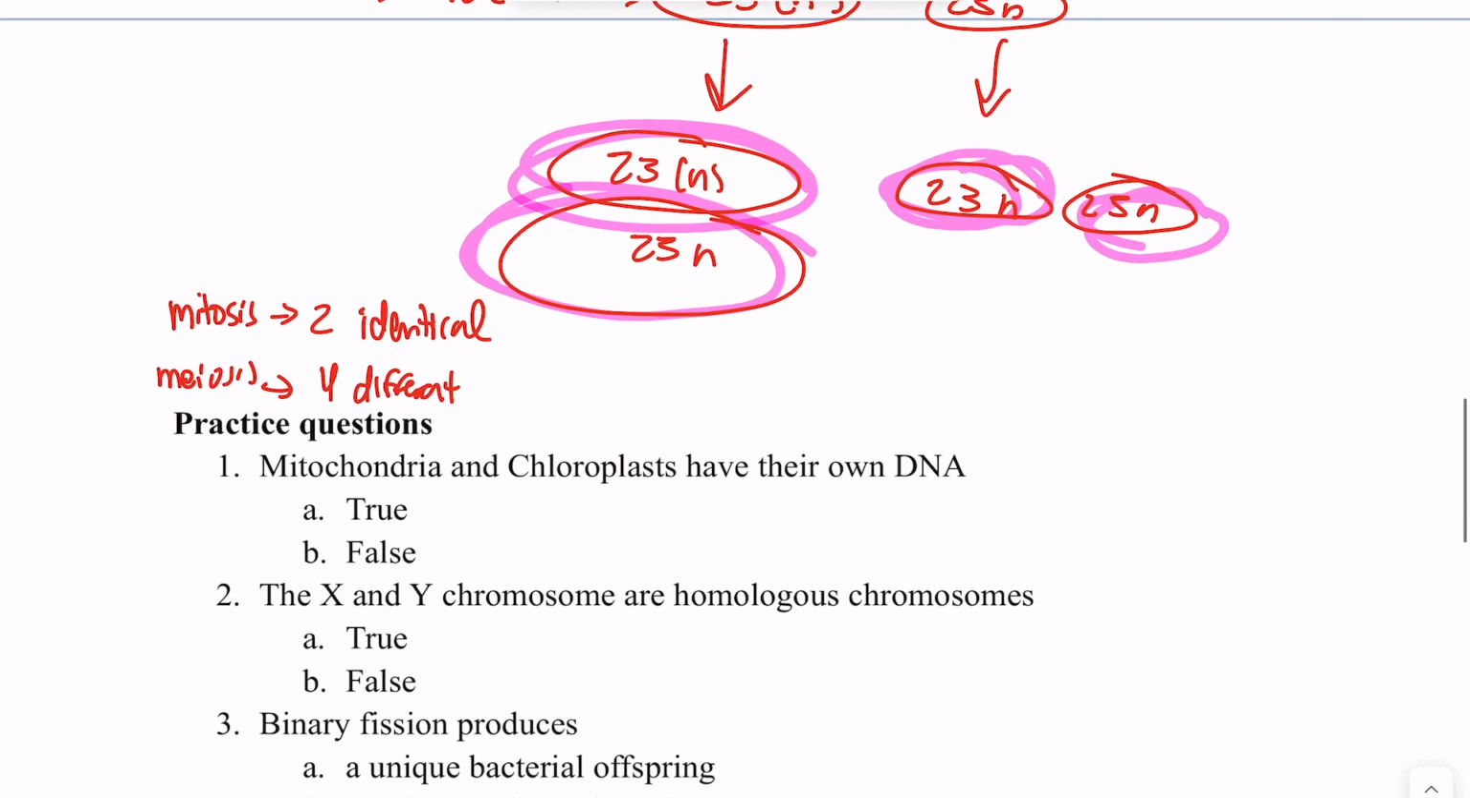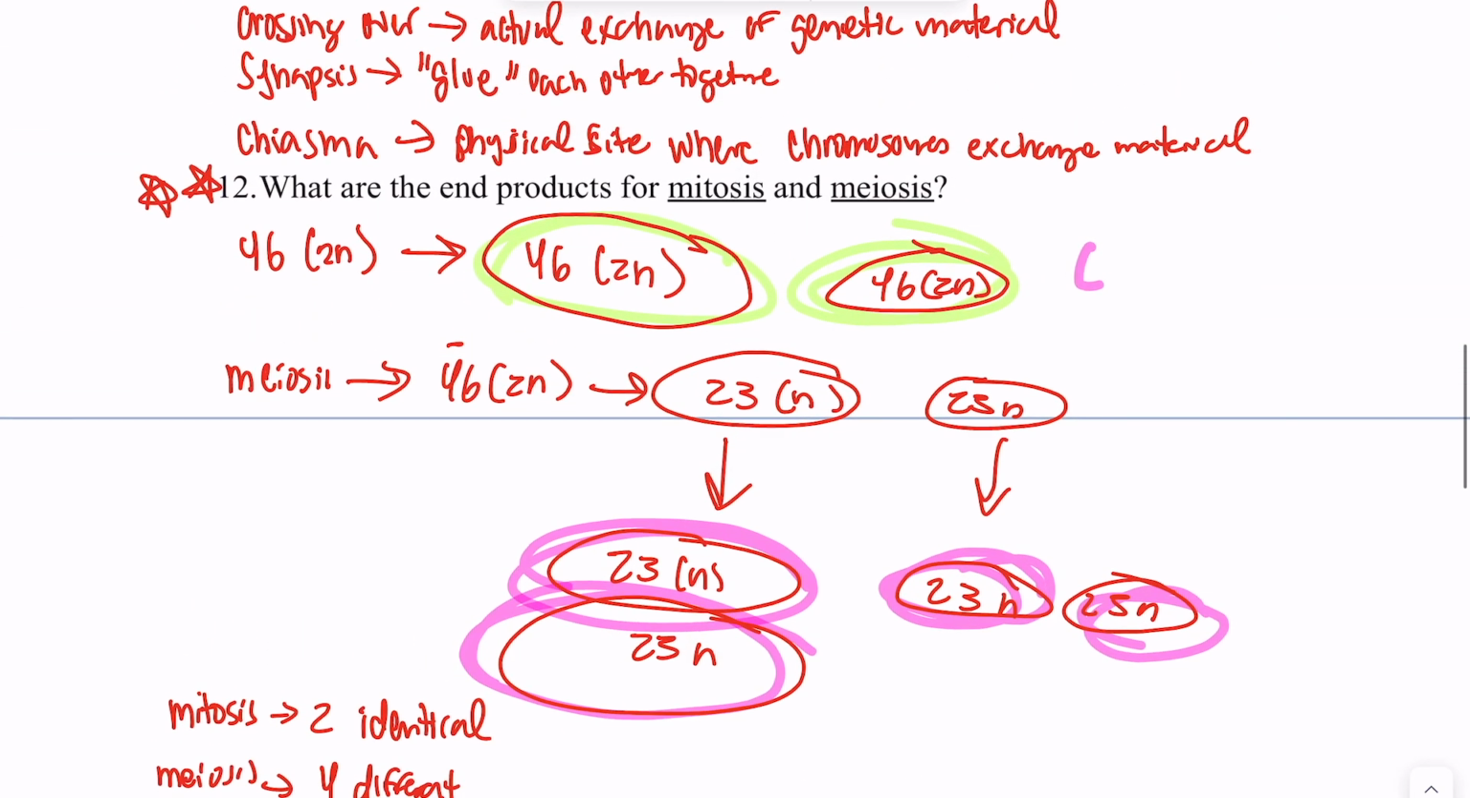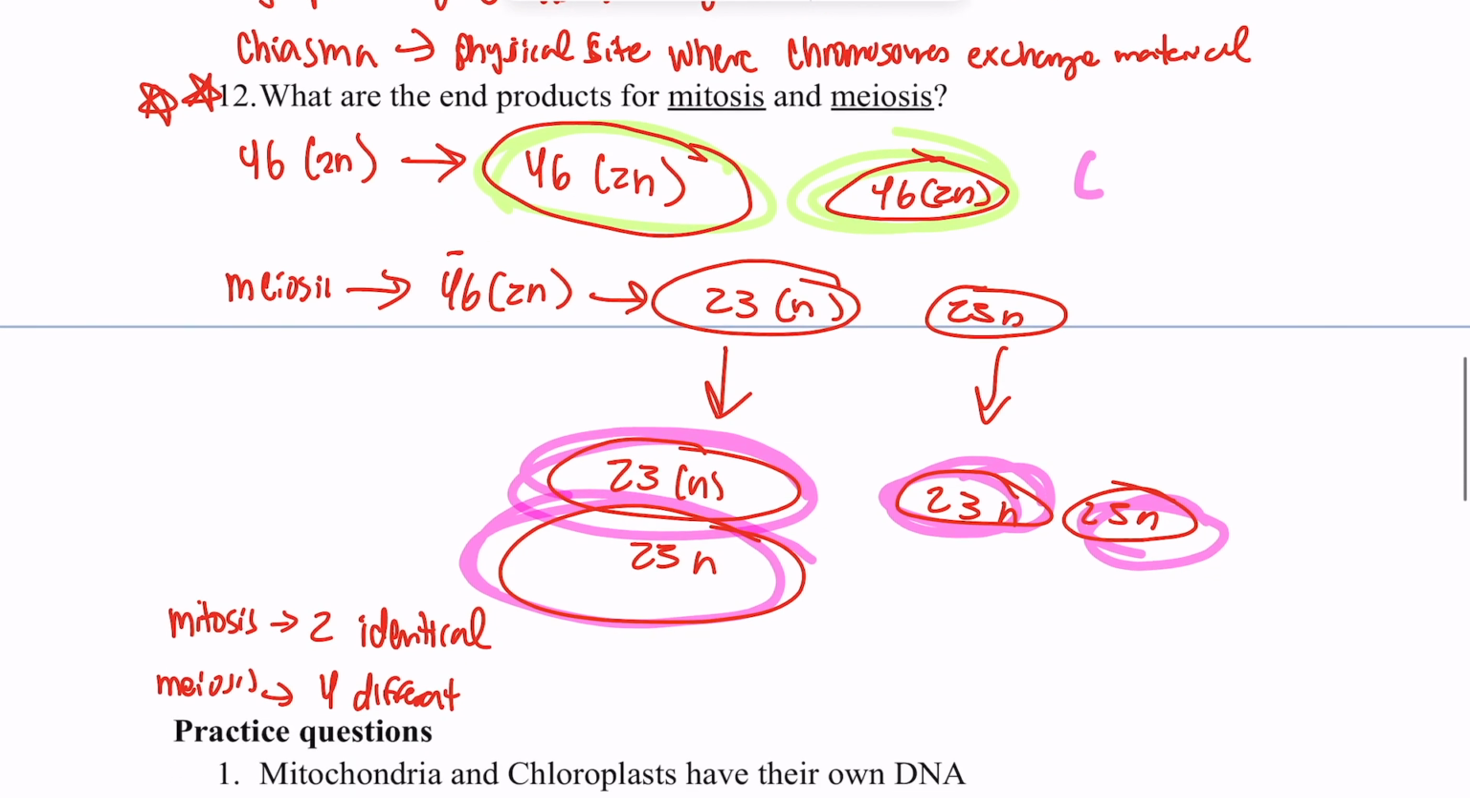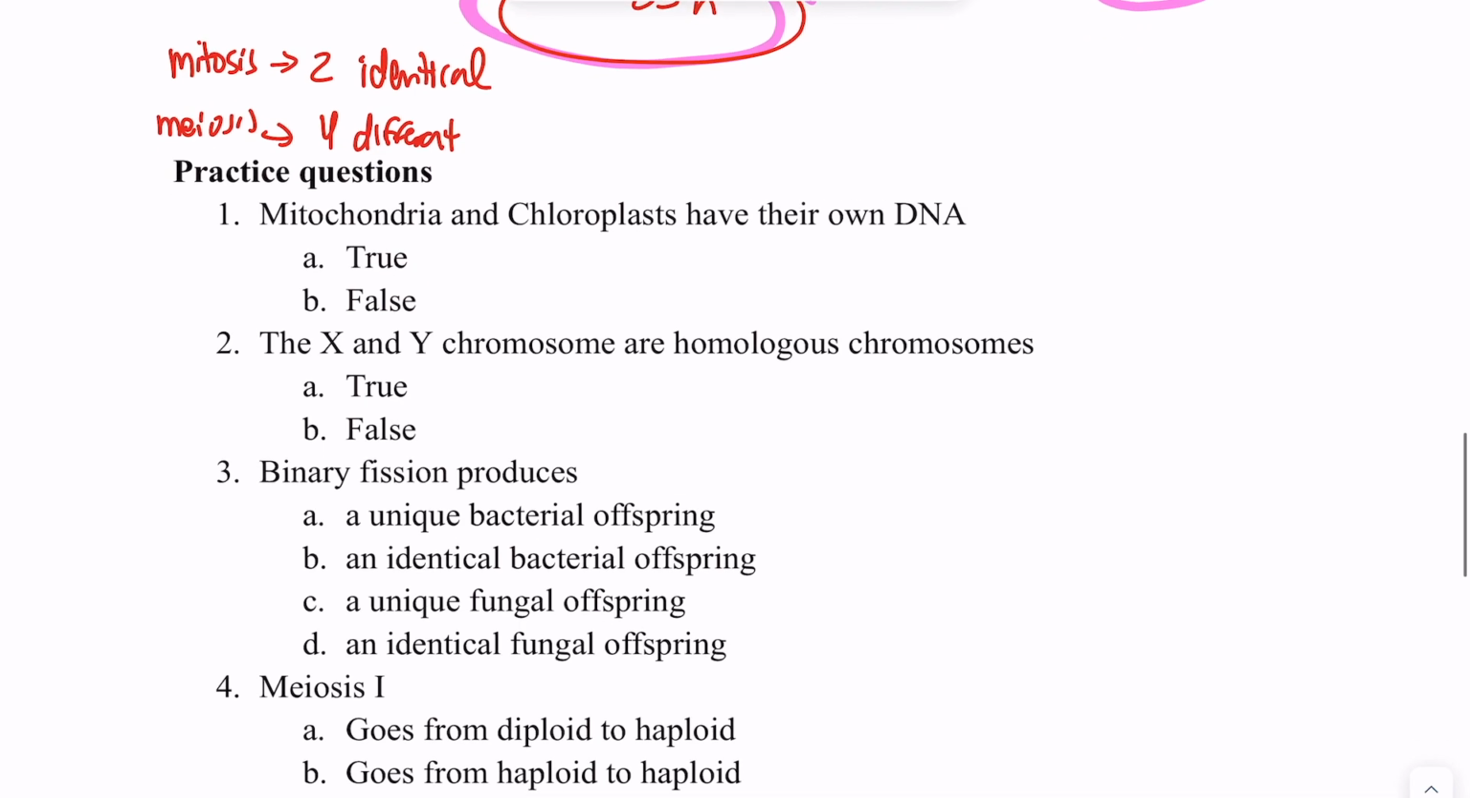This is going to be highly testable. You'll probably be tested comparing meiosis and mitosis. There's an incredible table in the book. I would go over that. And if you have any quiz questions or assignment questions that talk about meiosis or mitosis, I would go over those, because meiosis and mitosis will be highly testable on exam 1. Okay, so now we'll go ahead and get into our practice questions.